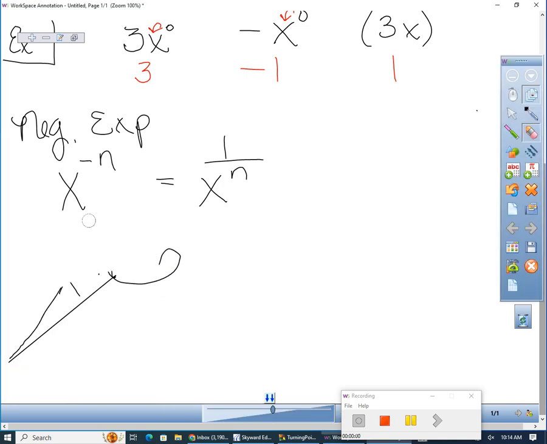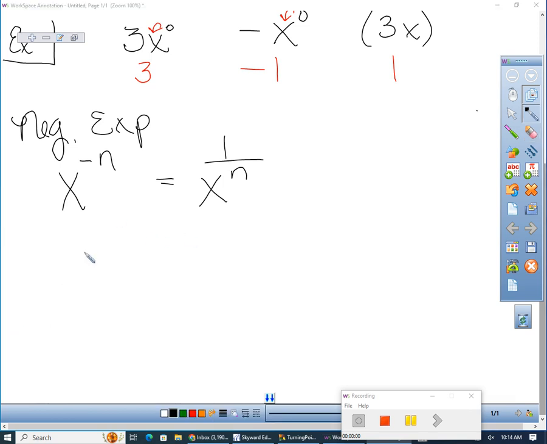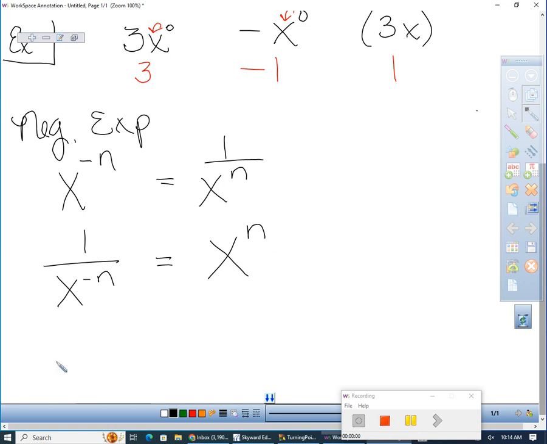We'll try that again. 1 over x to the negative n. He's not happy there. He's going to move to the top, and this becomes x to the positive n. So anytime we have a negative exponent, that's what's happening. It's just moving to a different floor of the fraction and becomes positive.